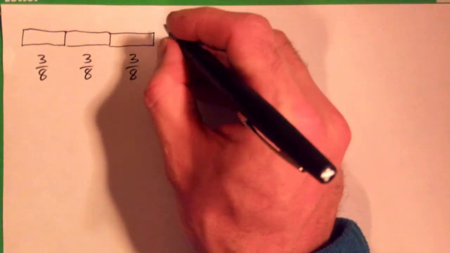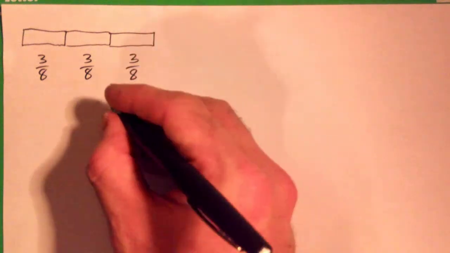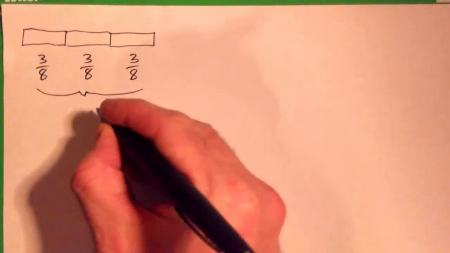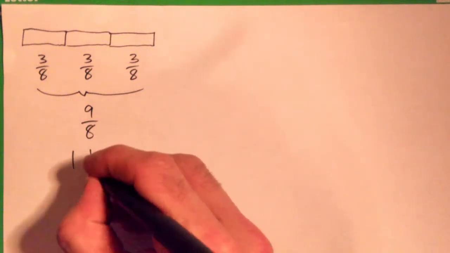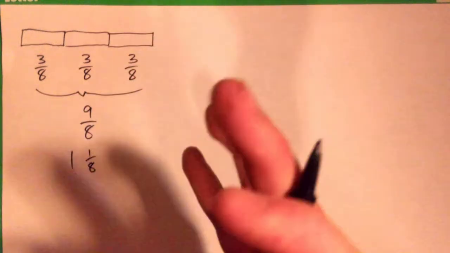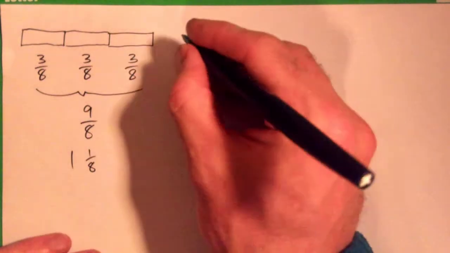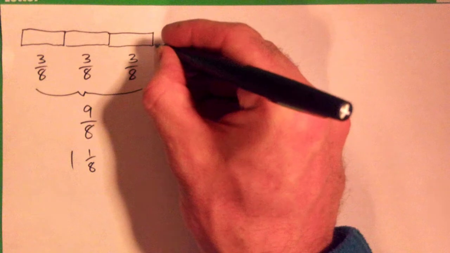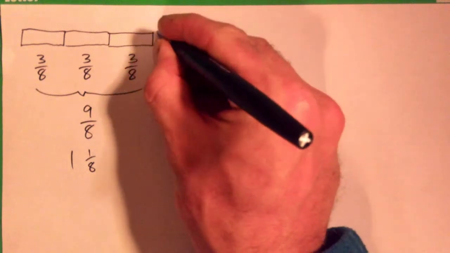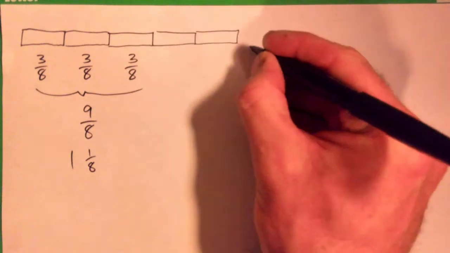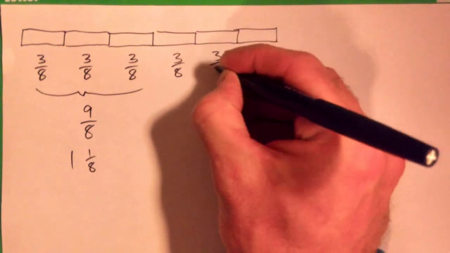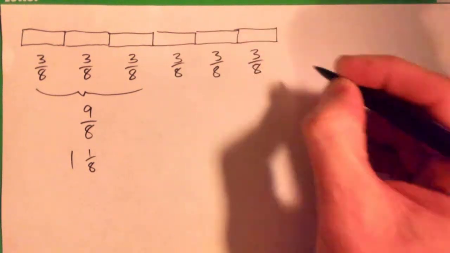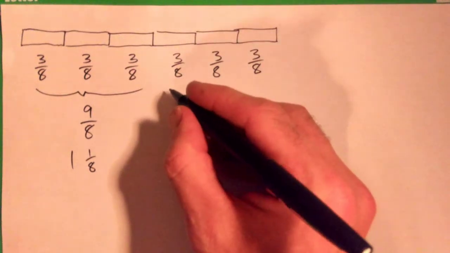So we're getting there. So this so far makes 9/8, or 1 1/8. So we're over 1 yard now, so a yard makes about 3. So that's something to remember. Just going to do another 3/8, another 3/8, another 3/8, just for fun. And that's another 9/8.